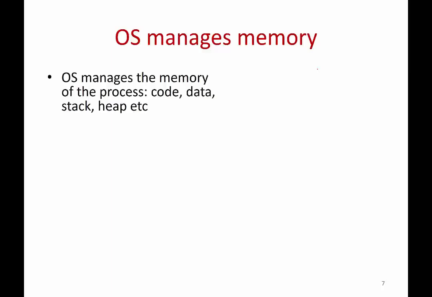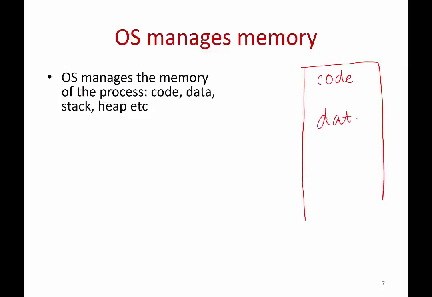So next, the operating system manages memory. Every process needs some amount of memory. What does the memory of a process contain? It contains many things. There is the code, the instructions that the user has written which have been compiled. Then there is the data, all the variables that the user has created. Then there are also the stack and the heap.